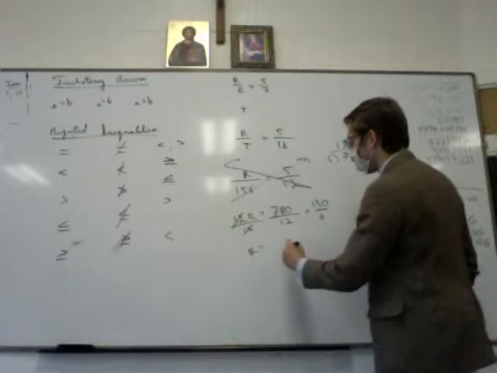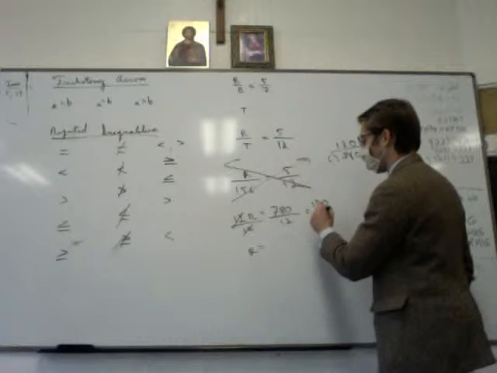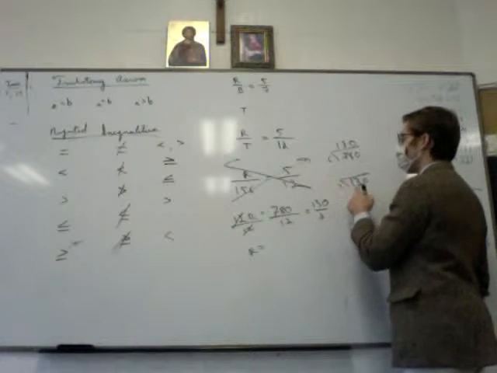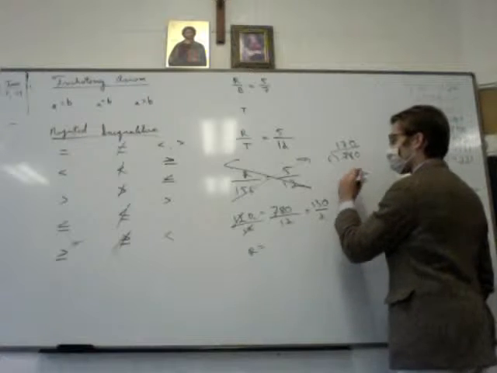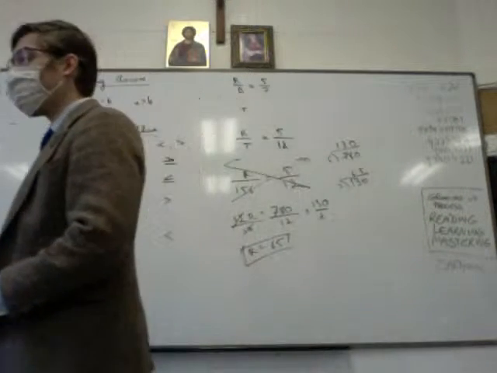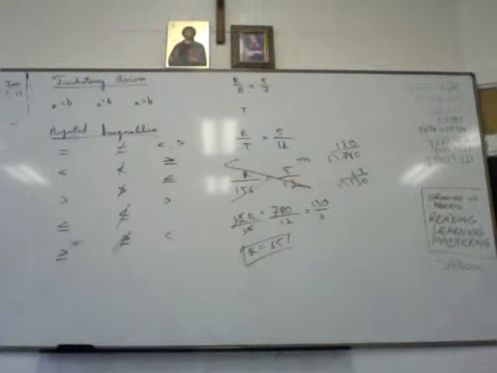130 divided by 2 is 65. Yeah, that's what I said. There's our answer. If there are 156 marbles total, then 65 of them are red.